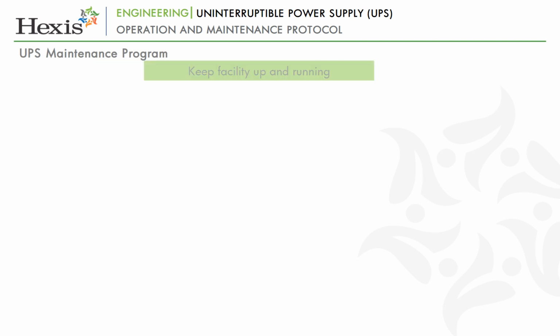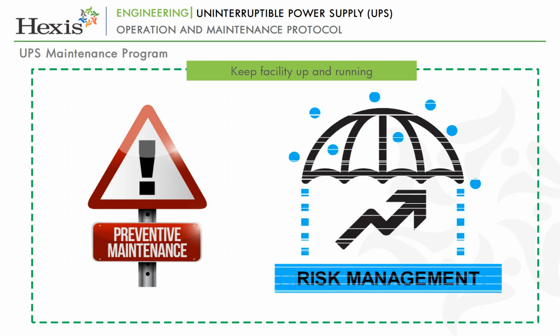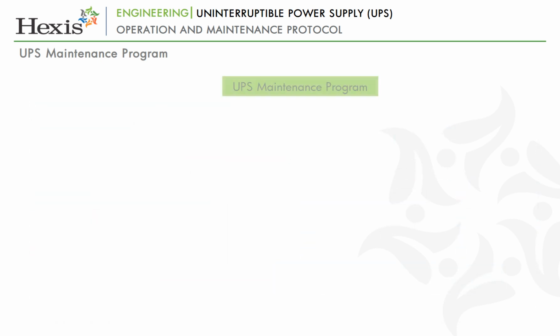The key factor in keeping a facility up and running is by having a thorough preventive maintenance program and a risk management approach that ensures critical services are available when required. Let us see what are the key features of UPS maintenance program. The UPS maintenance program targets two major components, batteries and the UPS itself. These are critical for the reliability and long-term performance of the UPS.